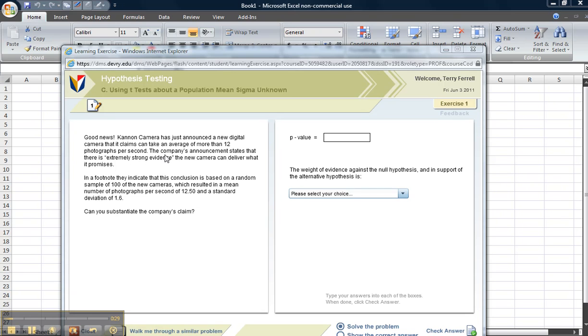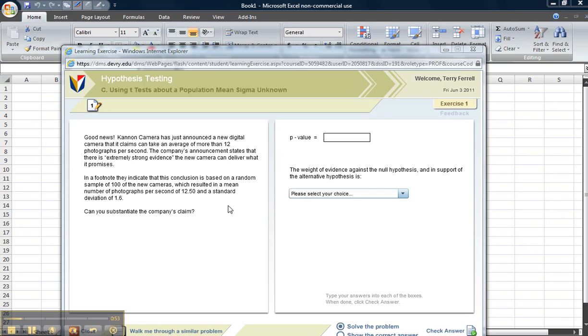The company's announcement states that there is extremely strong evidence the new camera can deliver what it promises. In a footnote, they indicate that this conclusion is based on a random sample of 100 of the new cameras, which resulted in a mean number of photographs per second of 12.5 and a standard deviation of 1.6. Let's see if we can substantiate their claim.